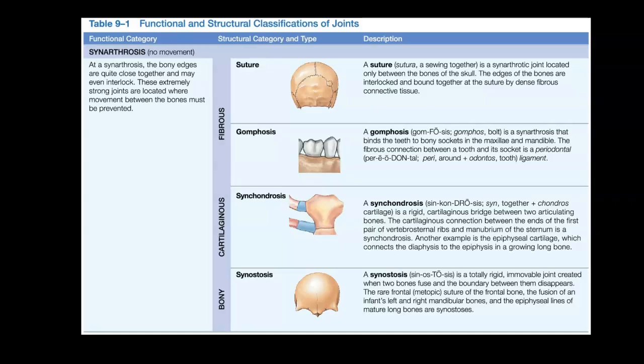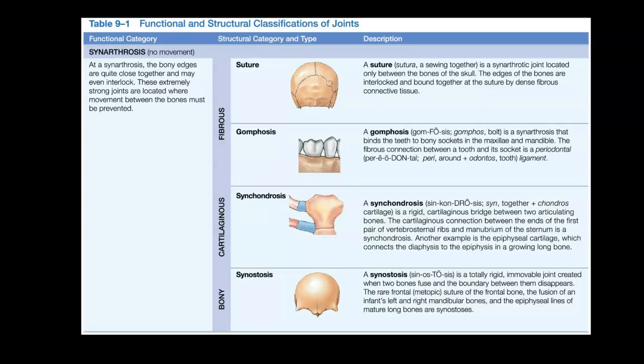Looking at each one of these, the synarthrosis, of course, again, like we just described, means no movement. And so here, these bony edges are going to be quite close together that you see that are going to be in the skull. And these are going to be extremely strong joints. They're going to be located where movement between bones must be prevented. You do not want the bones in your skull to move because that could damage your brain. And so in this case, there are going to be several different ones we look at. With the ones in the skull, it's going to be the sutures. And so that's going to bind these bones together once that skull has fully formed and come together.